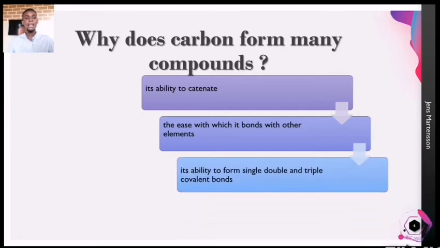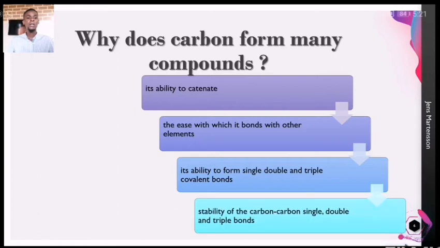Next, its ability to form single, double, and triple covalent bonds. Not all elements can form double, triple, and single covalent bonds. You have nitrogen with 3 bonds, but it does not catenate. It does not easily bond with other elements. But carbon can form single bonds with itself, with other carbon atoms. It could form double bonds, and it could form triple bonds. This is more variety for carbon, so it gives it a lot of options to form many compounds.